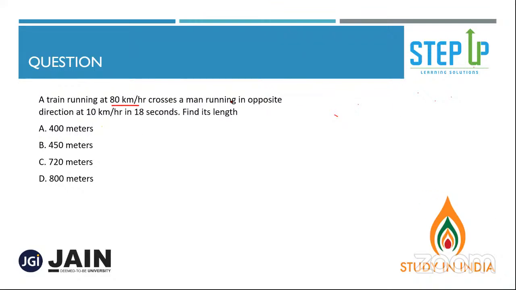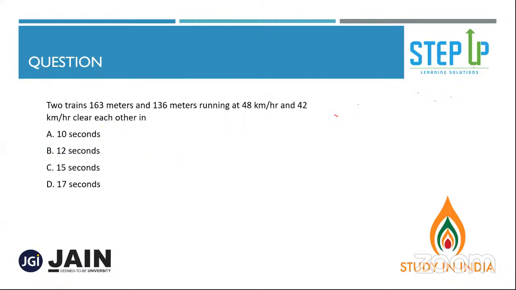450 is the answer. A train running crosses a man running in the opposite direction. Same, 80 plus 10 this time. We need to calculate distance. Distance is equal to speed into time. So this is 80 plus 10, 90 into 5 by 18 into 18 seconds. So this will get cancelled. 90 into 5 is 450 meters. Length of the train we need to calculate. Find its length. It means a train length. Okay, fine.